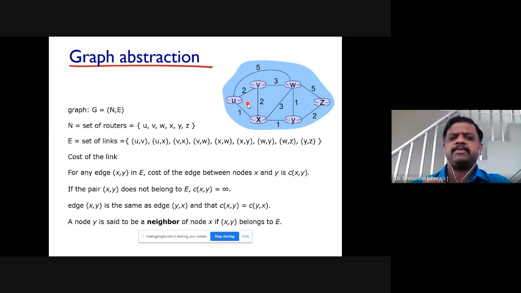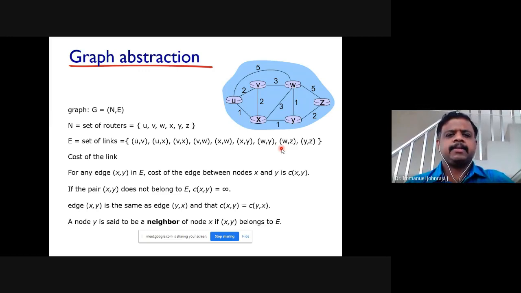Edges will contain two nodes. So if XW exists, then there is an edge between them. But you cannot see VZ. V and Z are not directly connected, so you cannot see VZ as an edge here. VZ is not at all an edge. It is not part of your edge set.